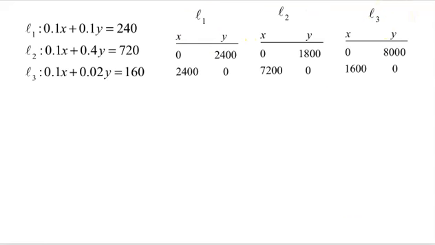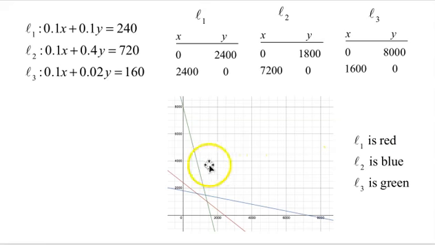And I want to look at all of them and see what's common, what part of the region is true for all 3. Remember, we always shaded toward 0, 0 in the first quadrant because X and Y have to be positive. So L1 is the red line. L2 is the blue line. L3 is the green line. And this region down here is what is under all 3 of those lines.